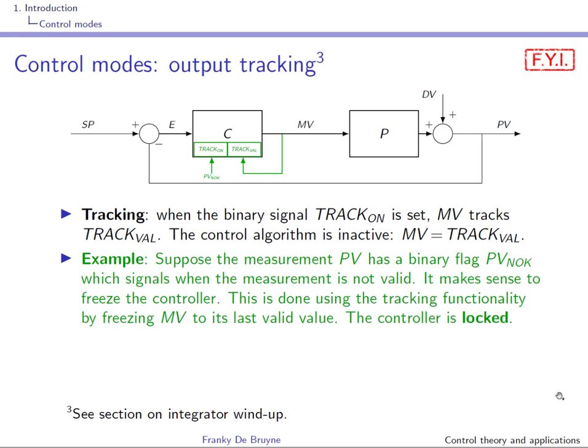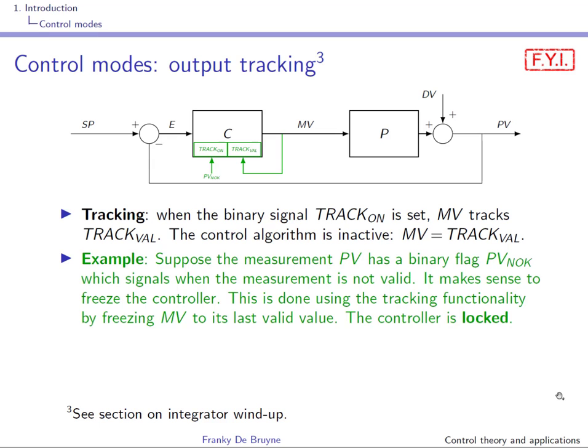An example of output tracking is the following. Assume here that there is a measurement PV that comes from a sensor, and that this sensor provides a binary flag to tell you if the measurement is okay or not. So if PV knock here is 1, this means that the measurement is not valid. If this sensor is giving you this flag, PV knock equal to 1, this means that the process value measurement is no longer valid, and of course you cannot use it for control.